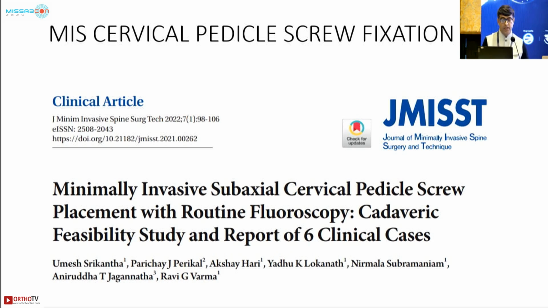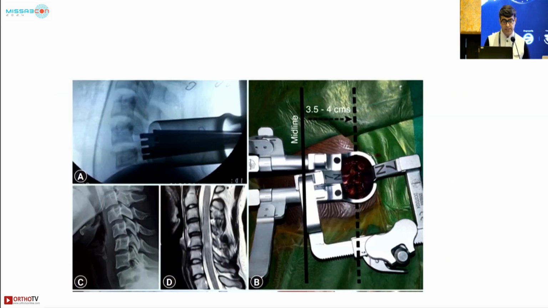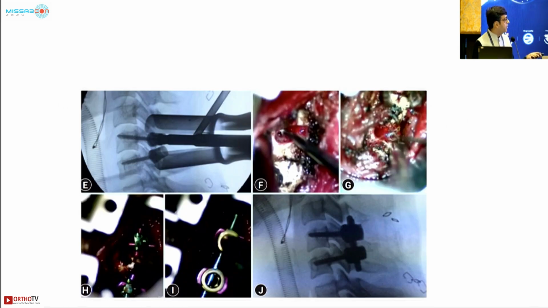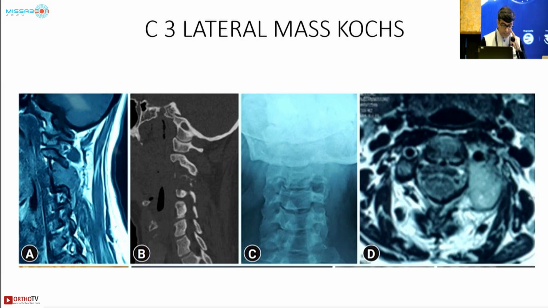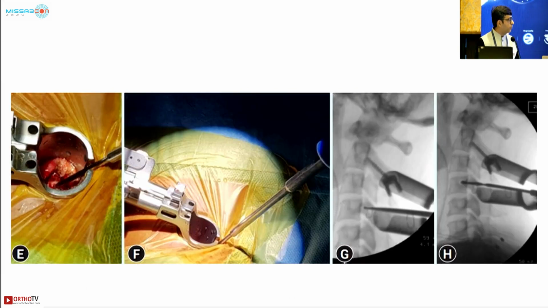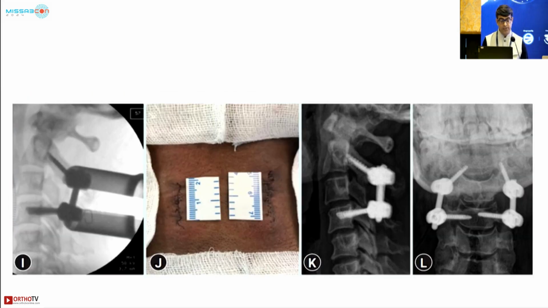MIS cervical pedicle screw fixation. This article has been published by Umesh Srikanta and group, with routine fluoroscopy, a cadaveric study and a report of 6 clinical cases. They described a case with C4-5 myelopathy, done with the Quadrant retractor, cervical pedicle screw fixation, decompression and fixation, and you can see an excellent result. Another case they described is a C3 lateral mass lesion. The lesion is excised using a tube, and through the tube only they placed pedicle screw fixation, and you can see excellent results. So this can be done.